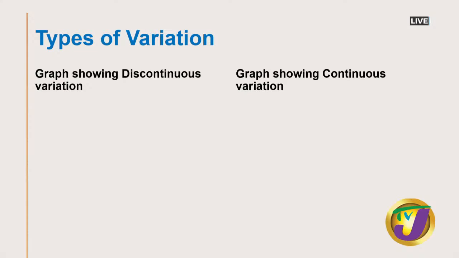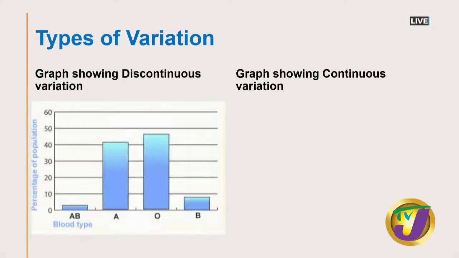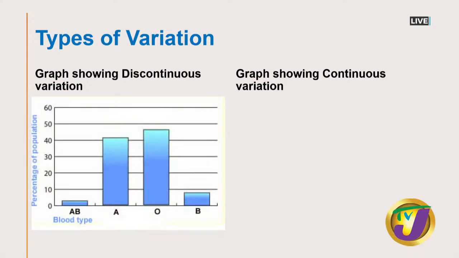Let's also look at how we could represent these two types of variation using our graphs. For our discontinuous variation, we tend to get a nice bar graph that shows the percentage of persons who have each blood type. For our categories on the x-axis, you notice you have AB, A, O, B. So there are distinct categories, and we place the amount of persons in a population. If we were to do a census in Jamaica, where the blood bank wants to find out how many persons have a particular blood type, then the representation might be done like this if we were to do it graphically.